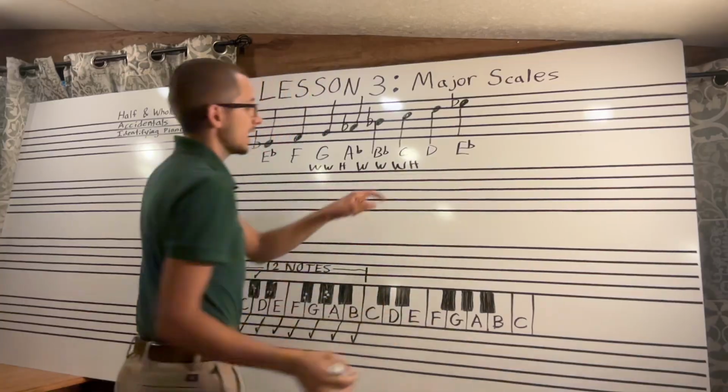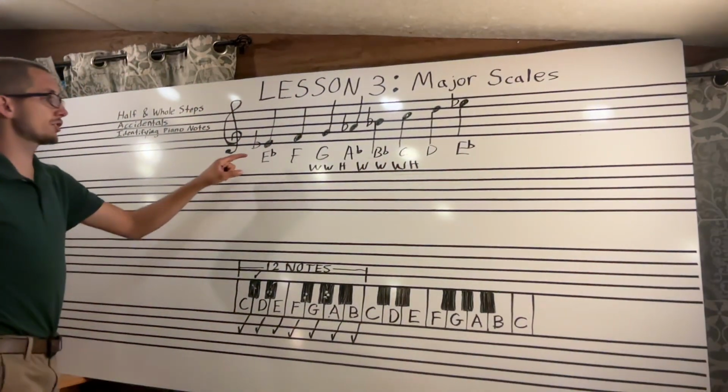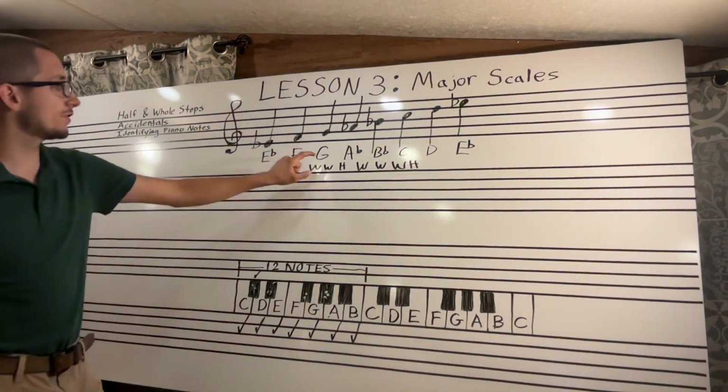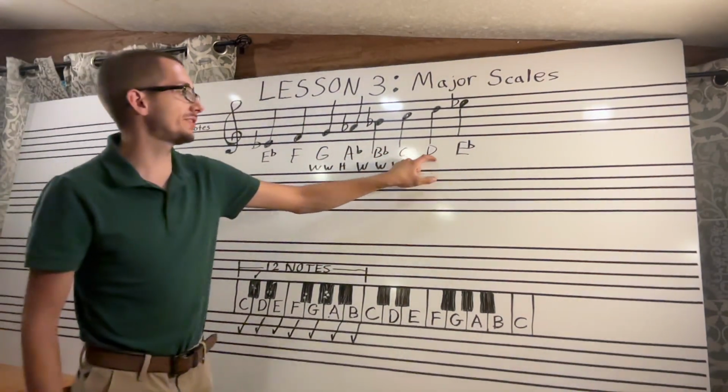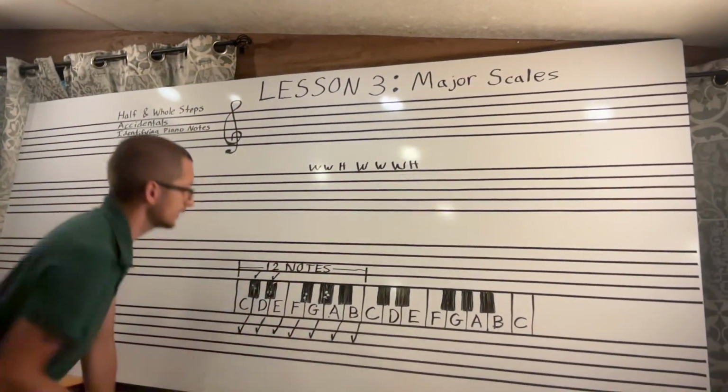And then, of course, we have D to E flat, a half step at the top. So our E flat major scale has the notes E flat, F, G, A flat, B flat, C, D, and E flat. Alright, so that takes care of our E flat major scale right there.